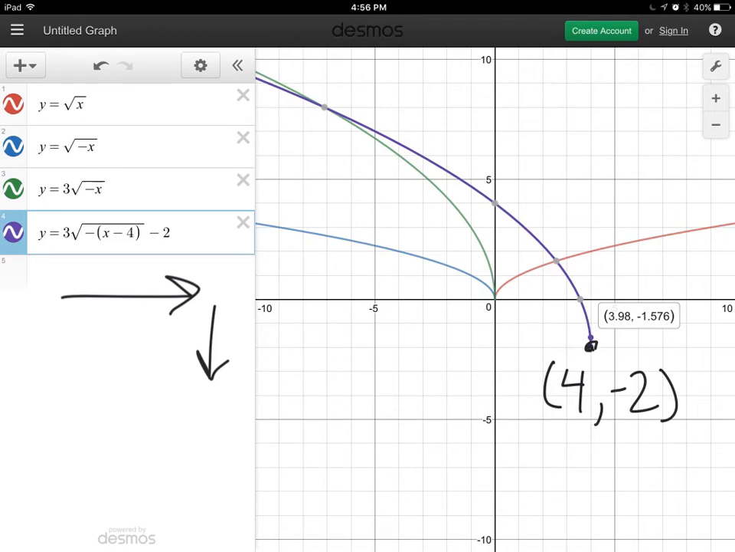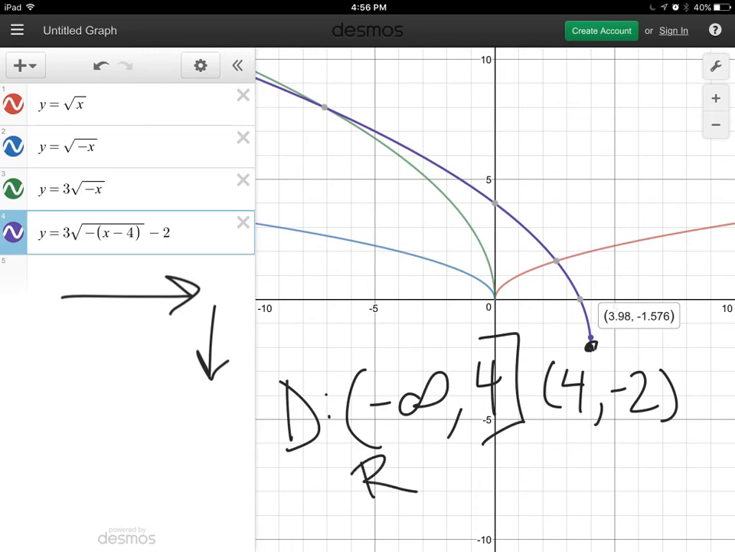So the domain, and they didn't ask this, but here we go, goes from negative infinity to positive 4. It does include positive 4. The range starts at negative 2 and then goes up. So it includes negative 2 and then it goes to infinity. And this purple graph through here is the final answer to that problem.